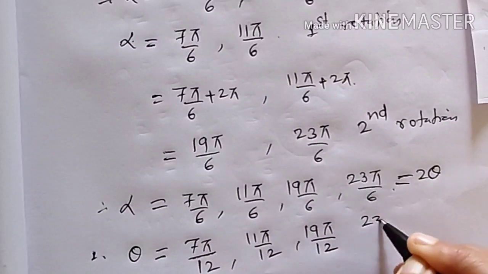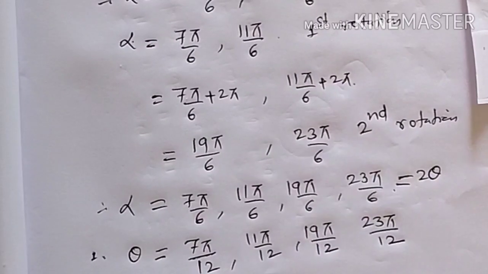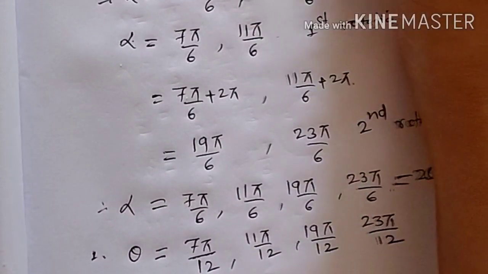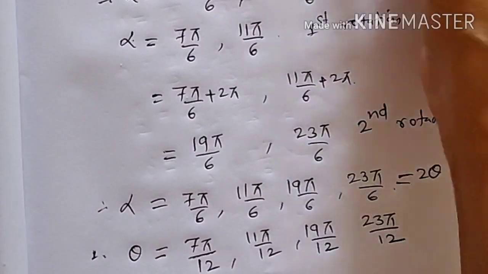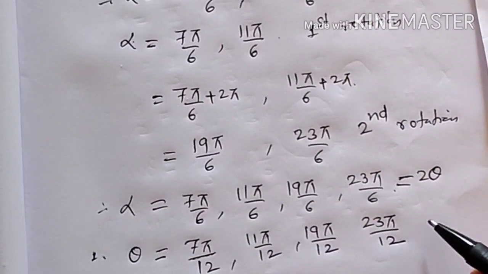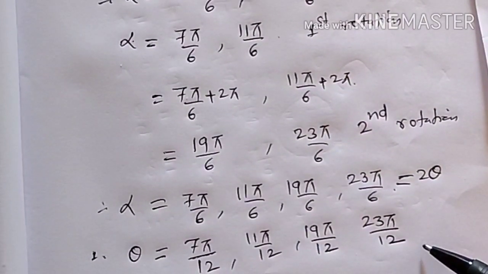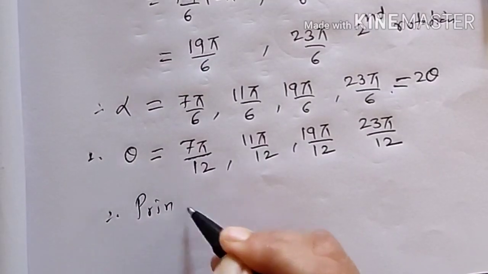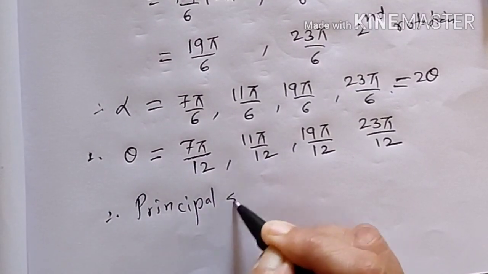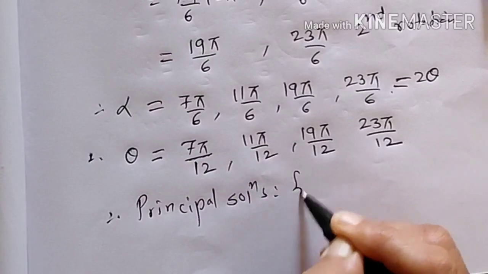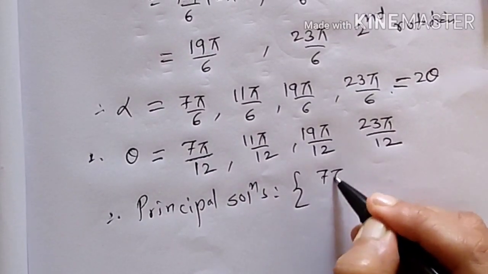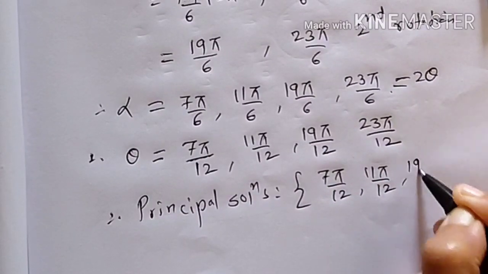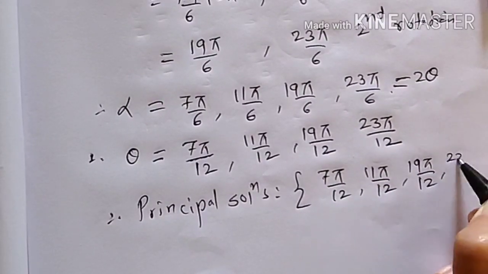23 pi by 12. All these values lie in the interval 0 to 2 pi, right? It should not exceed 24 pi by 12. Clear? So the principal solutions are 7 pi by 12, 11 pi by 12, 19 pi by 12 and 23 pi by 12.